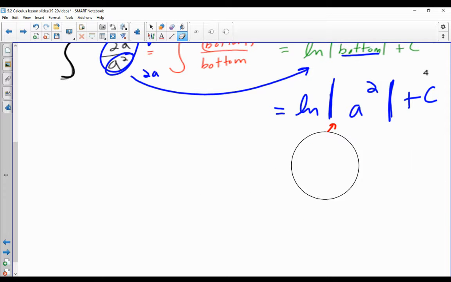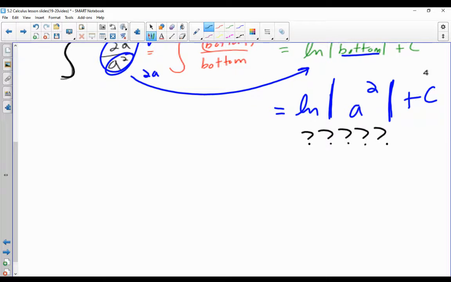And now, before I continue, I want to show you a neat trick. If you're concerned about if you got the right answer or not, you can actually check. And let me show you how. To check, you literally just have to derive the answer that you got.